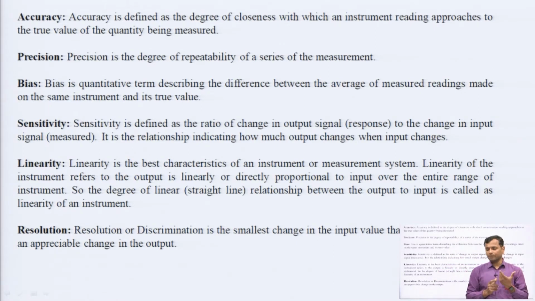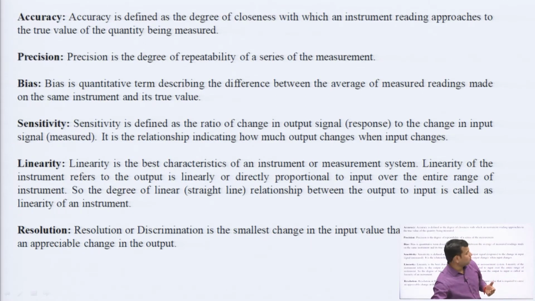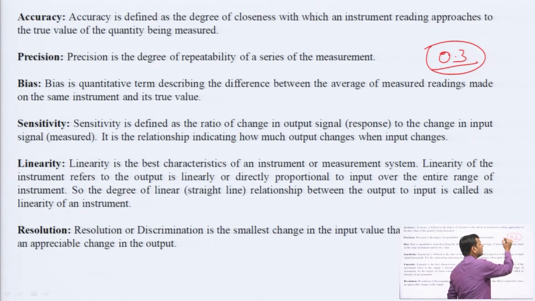And when we talk about precision, precision is the degree of repeatability of a series of measurements. So, the general question is what is the difference between accuracy and precision. It does not matter, my instrument may be precise, but not accurate. Suppose I want to measure a reading, and 0.3 is the true value of the quantity I am measuring.